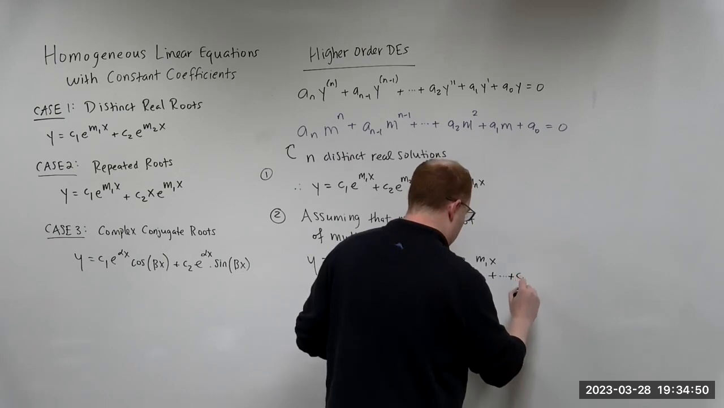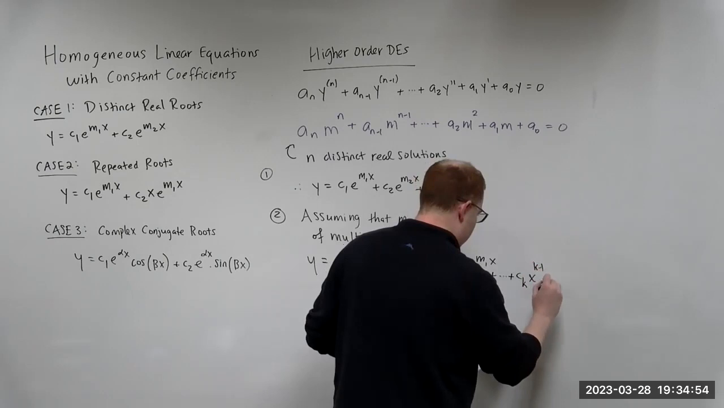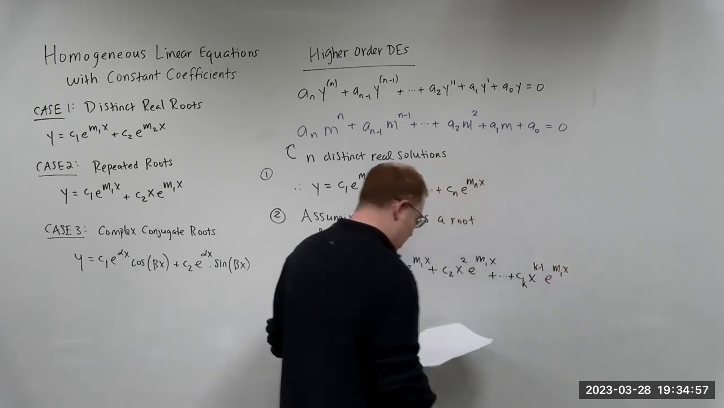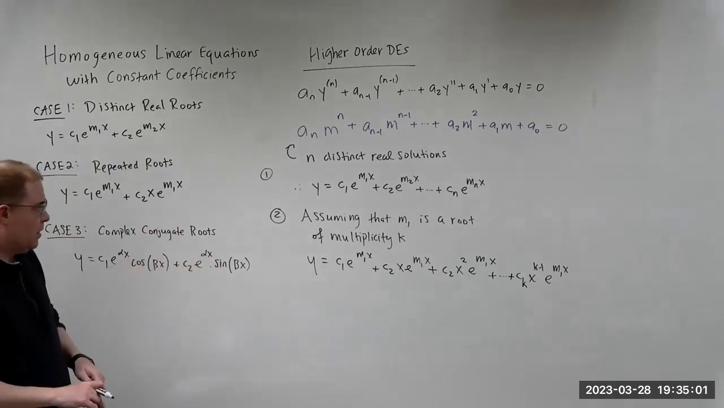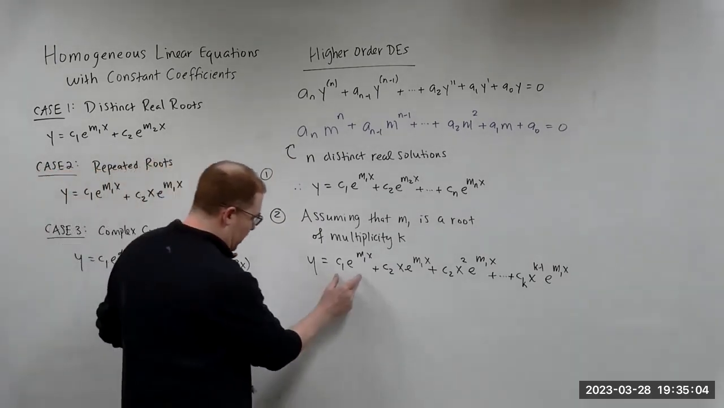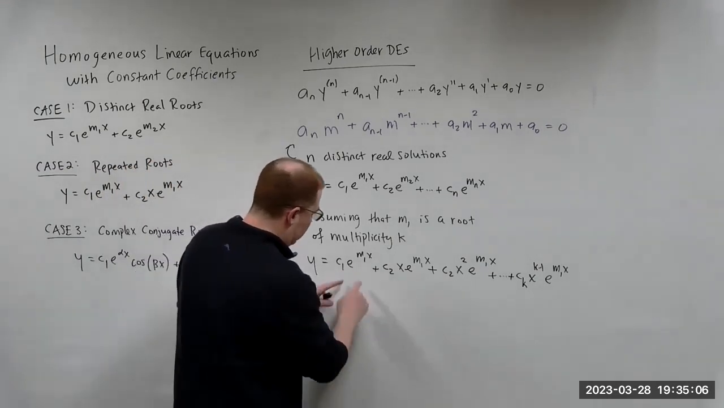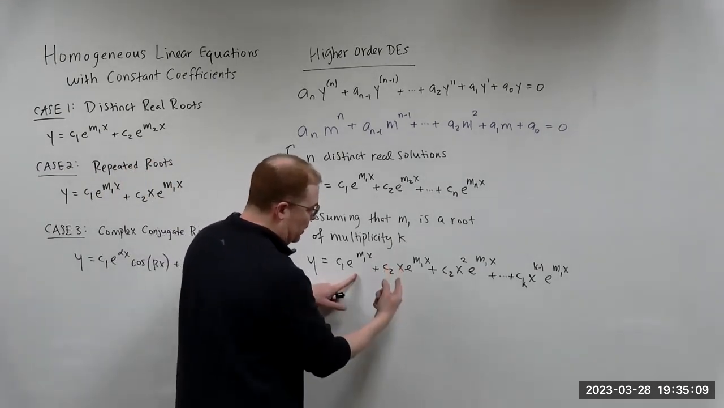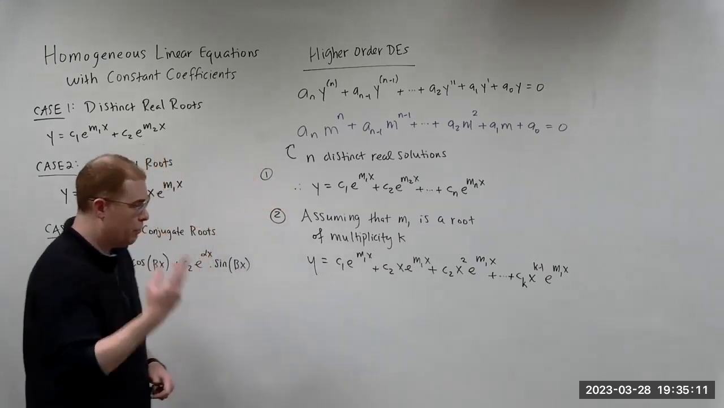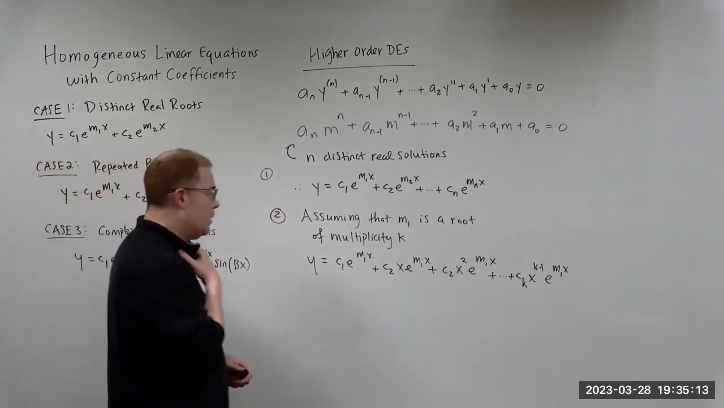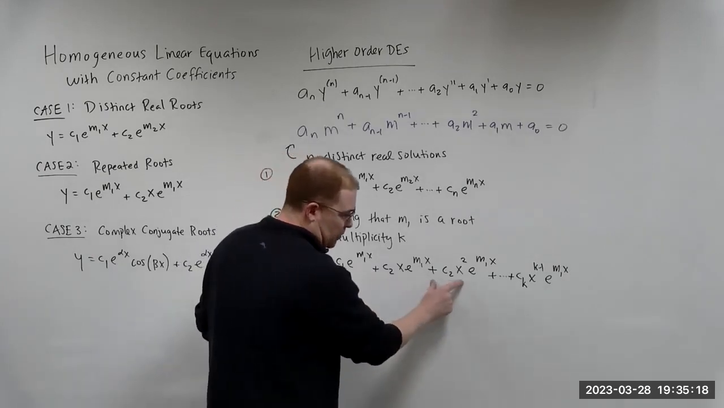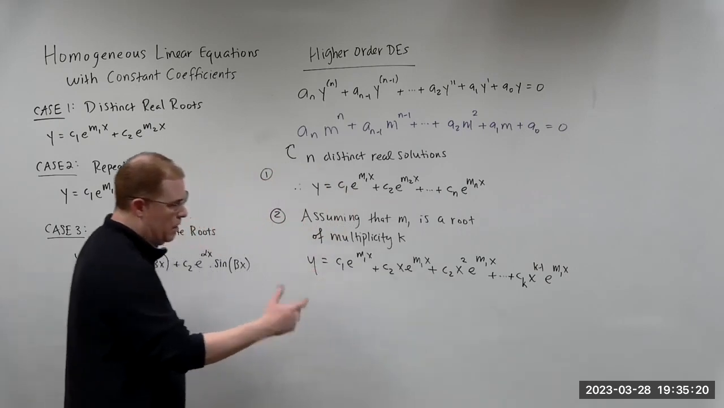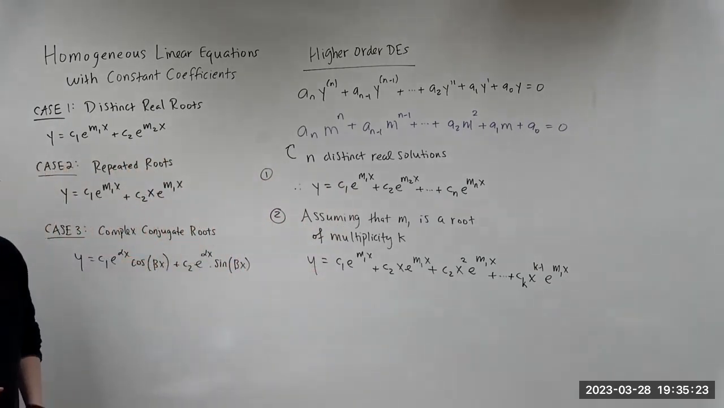So then we have k, and this will be x to the k minus 1. The reason you only go up to k minus 1 is because you're off by one because of this term. So you have your root and then you have the multiplicity. For example, if you have a multiplicity of three, that's going to bring you up to x squared. So you have this one, plus this one, plus this one. So the number of terms will depend on the multiplicity.